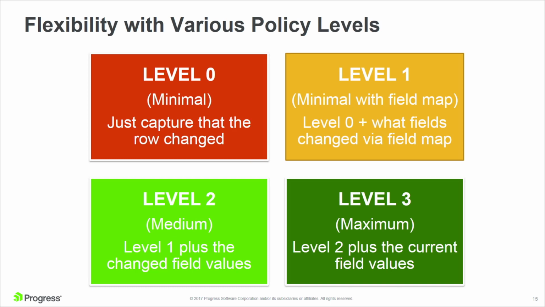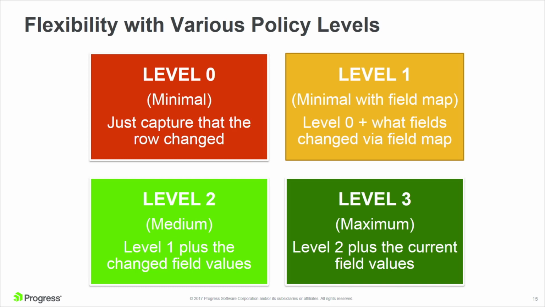Level 2 is everything that happens in level 1, plus the current value or the changed field values. So this is typically, I went out and changed my record. I changed my customer number 3 times throughout the day. I'm going to capture what fields changed and the result of those changes all 3 times. So I'll have 3 sets of records for my customer record.